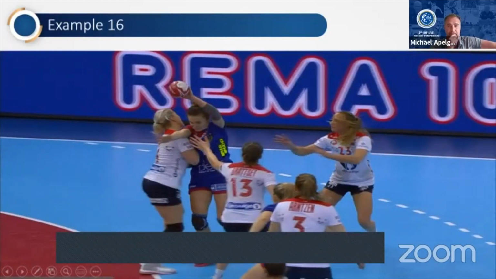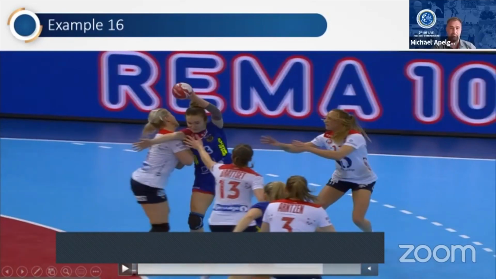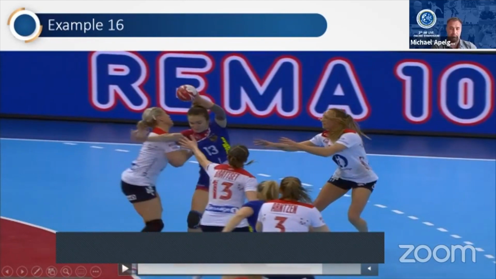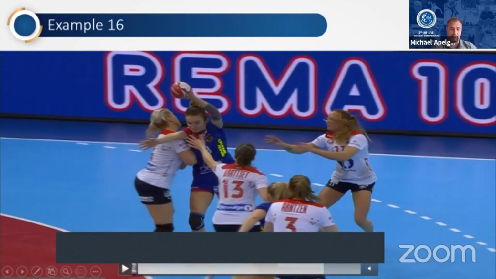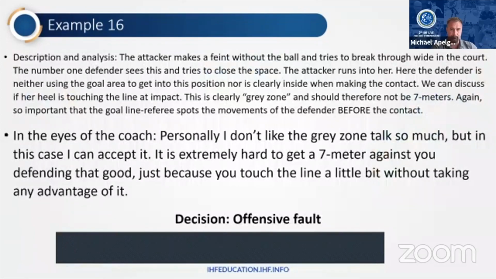There, this is not clearly inside. It's one heel on the line, which you can discuss, to make it very difficult. Is the heel in the air at impact? No, it might be not. But no matter what, this is not enough for saying that the defender is clearly inside.